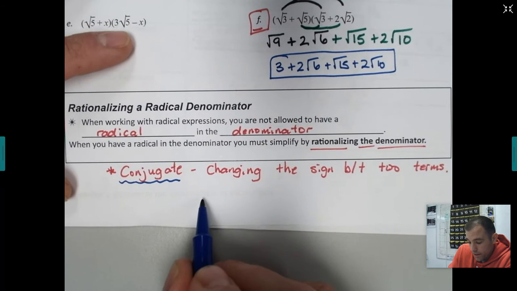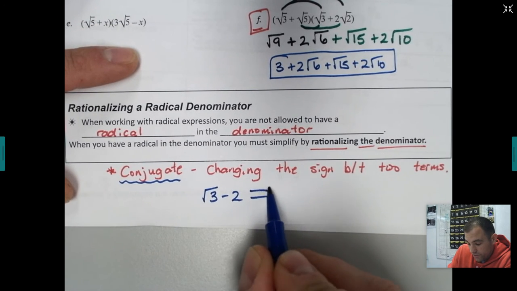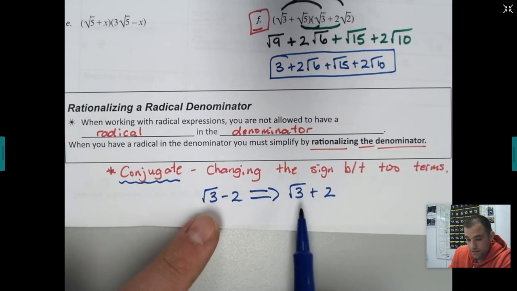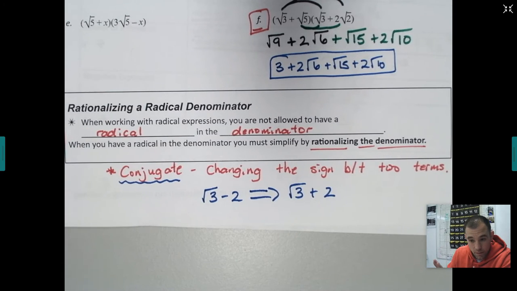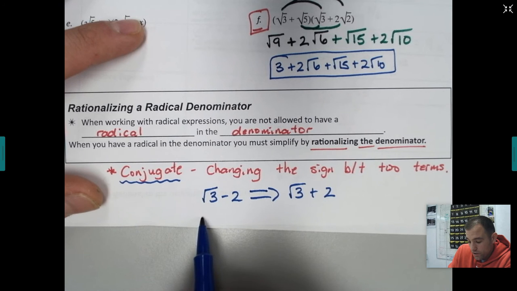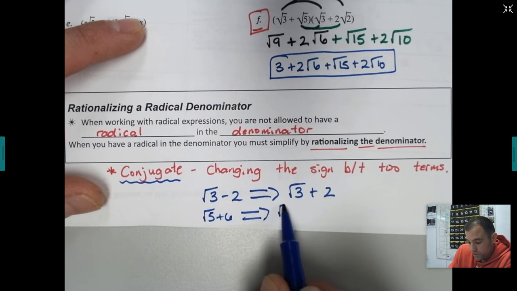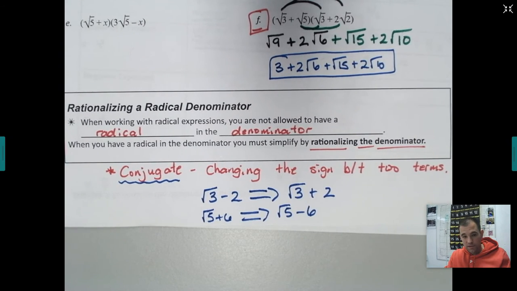So for example, if I had square root of 3 minus 2, the conjugate of that would be square root of 3 plus 2. You just change the sign in the middle. So it's kind of like the opposite. Not really the opposite, but the same idea. You just change the sign. If it was square root of 5 plus 6, the conjugate would be square root of 5 minus 6. So you just do the opposite sign.